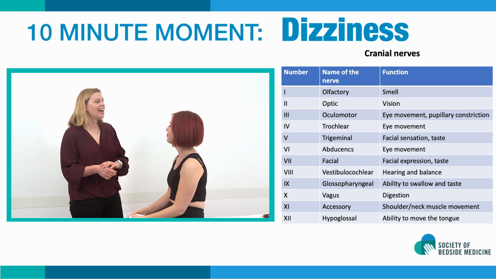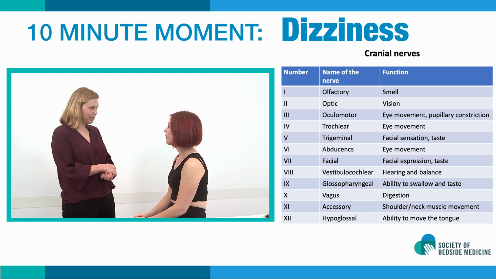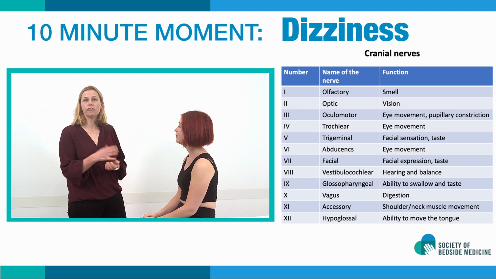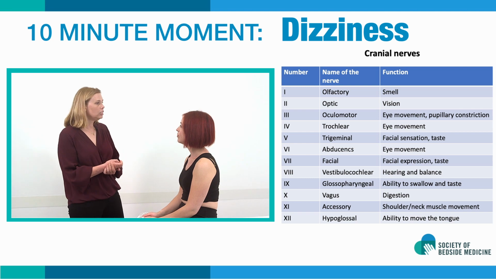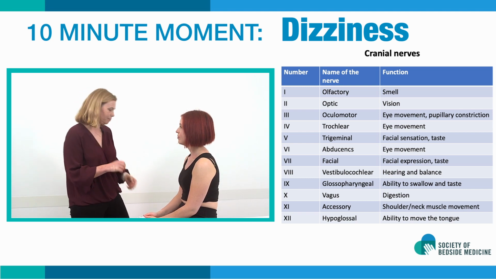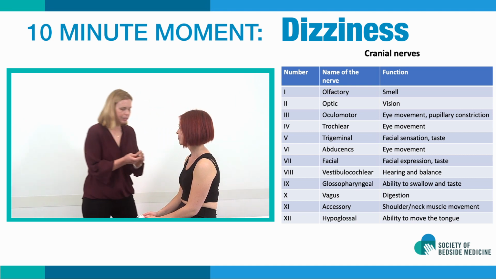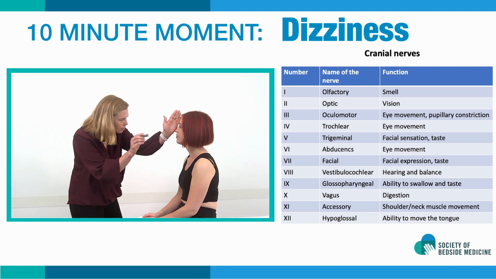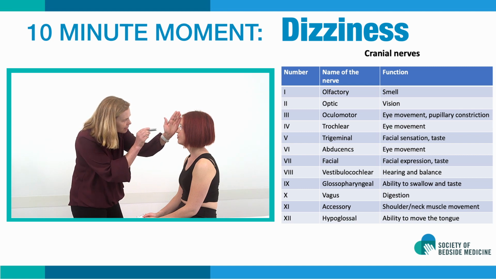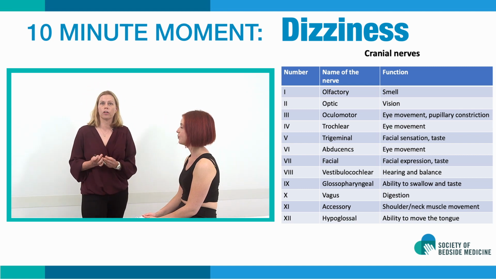Thank you. Okay. Have you had any changes in your sense of smell? No. That's cranial nerve 1, olfactorius. Any changes in your vision recently? No. Cranial nerve 2, opticus. Let me shine a light in your eyes. Please look at this. Very good. Good. That's cranial nerve 3, oculomotor.